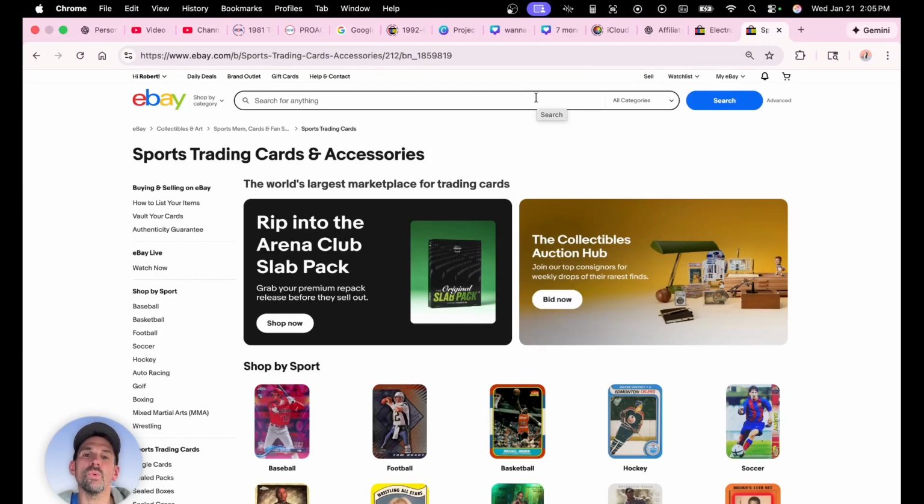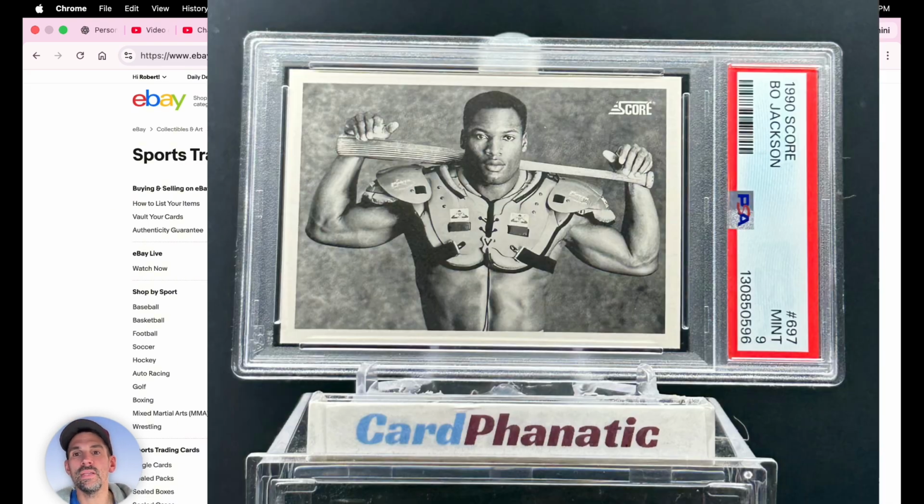Ever try to find the value of your sports card only to get lost in a sea of unhelpful Facebook comments? So let's take the guesswork out of what these cards are worth and take a look at the numbers. For me, the easiest site to go to is eBay. In this case, I'm taking a look at this 1990 Score Bo Jackson.